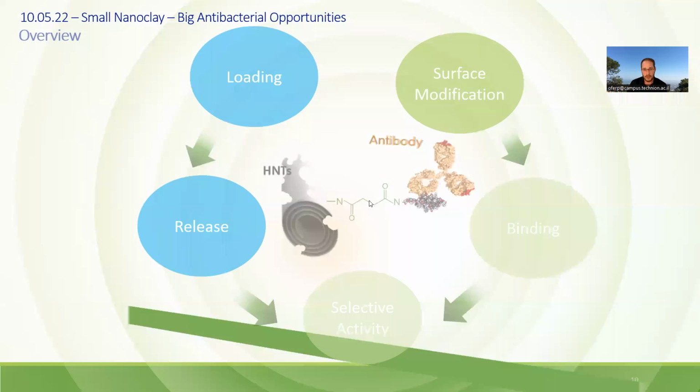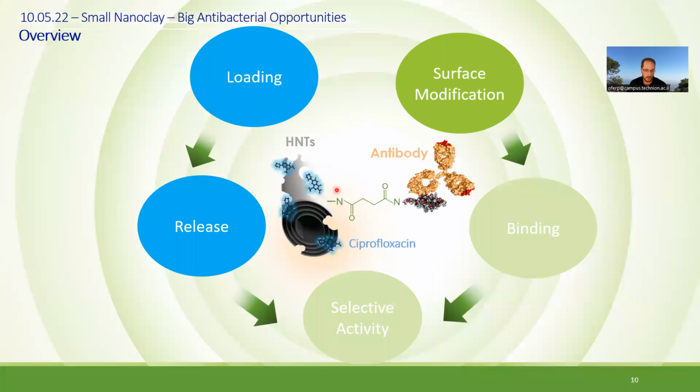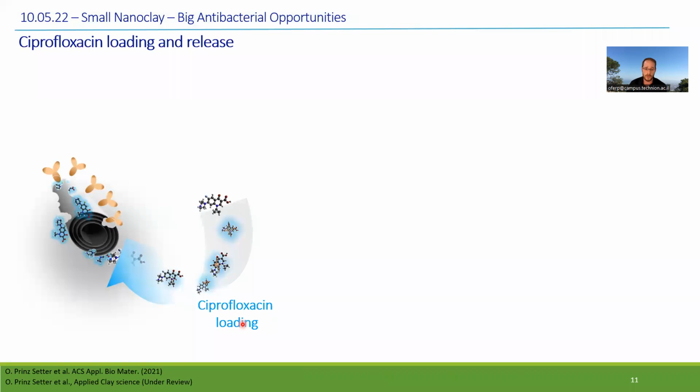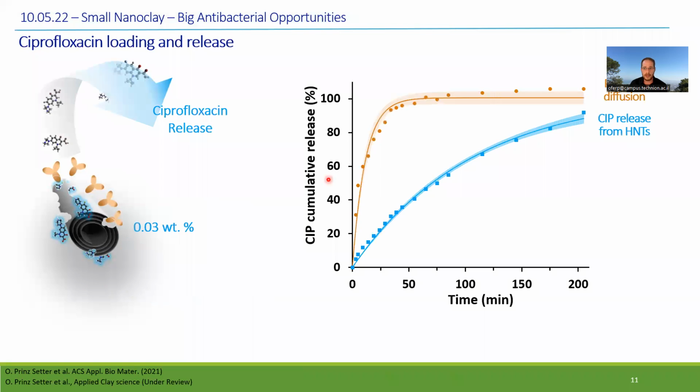The next step is the loading of these antibody-modified HNTs. This is simply done by mixing them together in a concentrated solution of ciprofloxacin. And indeed, a sustained release profile was measured when measuring the released ciprofloxacin from these modified HNTs.